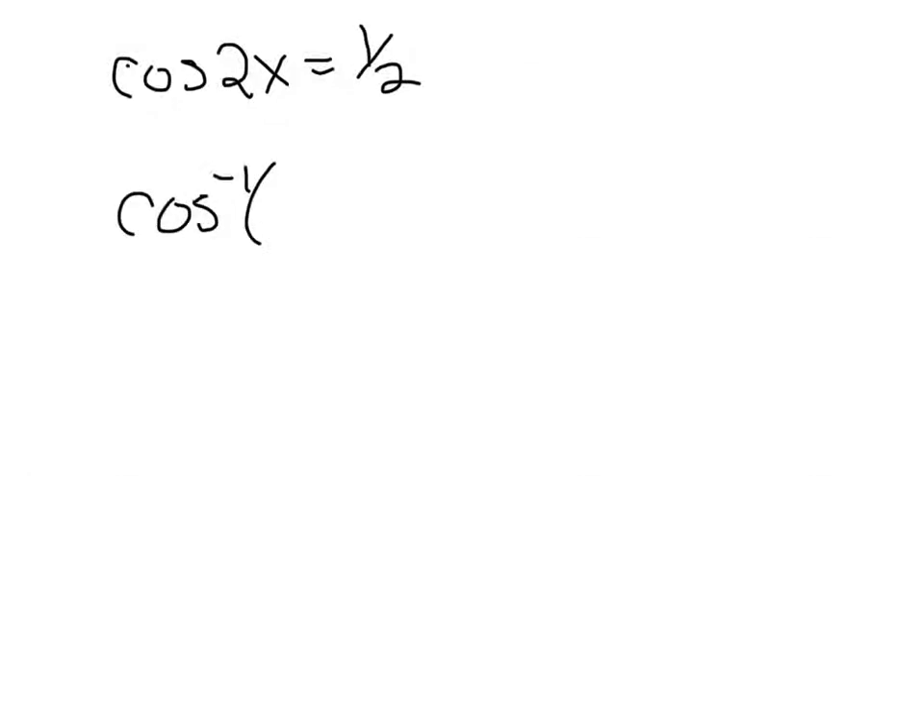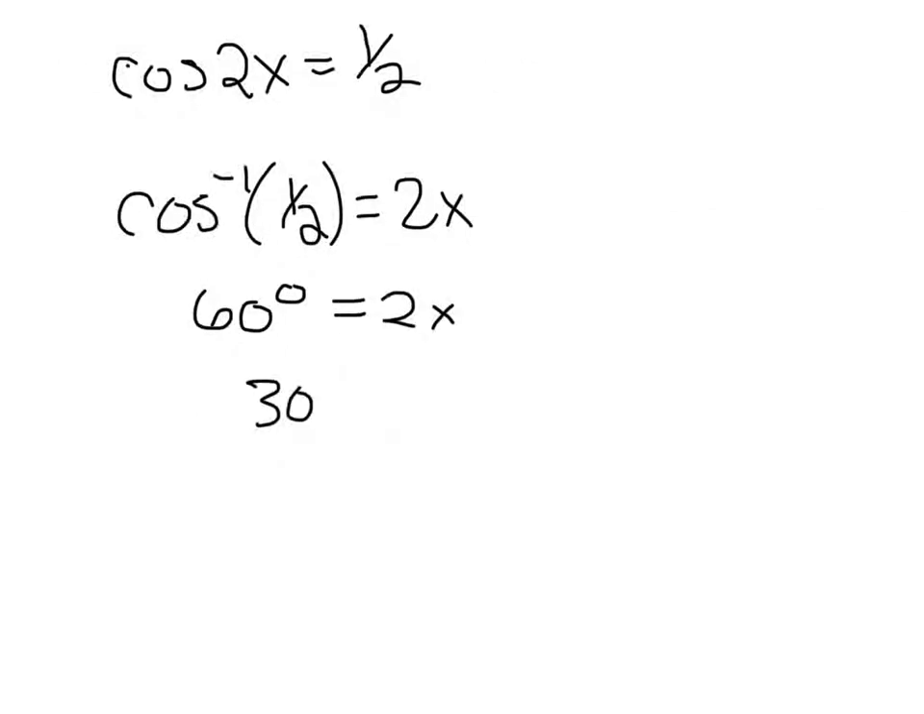And that's pretty much it. I'll give you some problems you have to solve. Like, let's say you had to solve cosine of 2x is equal to 1/2. Well, that means that the cosine inverse of 1/2 is equal to 2x. So find the angle that has a cosine of 1/2, and that's a 60-degree angle. And so the answer is 30 degrees.